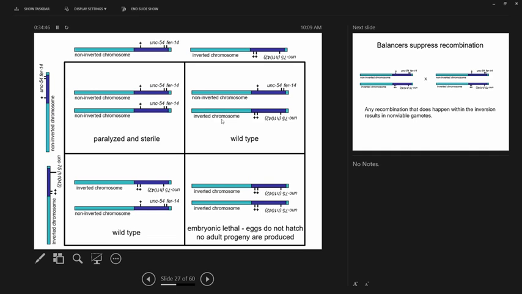And then if you get homozygous for this one up here, some of the worms will be paralyzed, and they'll also be sterile. So if I want to pick sterile worms off the plate, all I have to do is look for the paralyzed ones. And then down here, anybody who's homozygous for the balancer chromosome is going to be a sad little egg on the plate that never hatches.